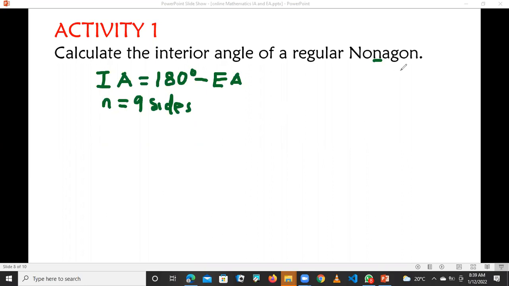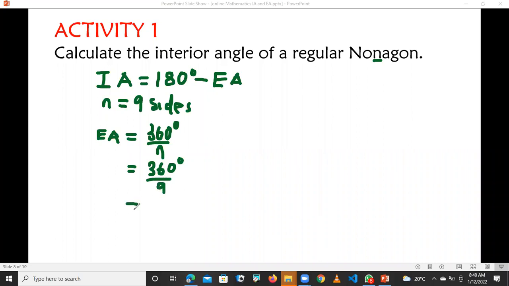Then after we have known that it has got 9 sides, are we able to compute using this number of sides and the formula for exterior angle? So we'll say that exterior angle is equal to 360 degrees over n. Then we are going to substitute the value of n by 9. And then we are going to have 360 degrees over 9.